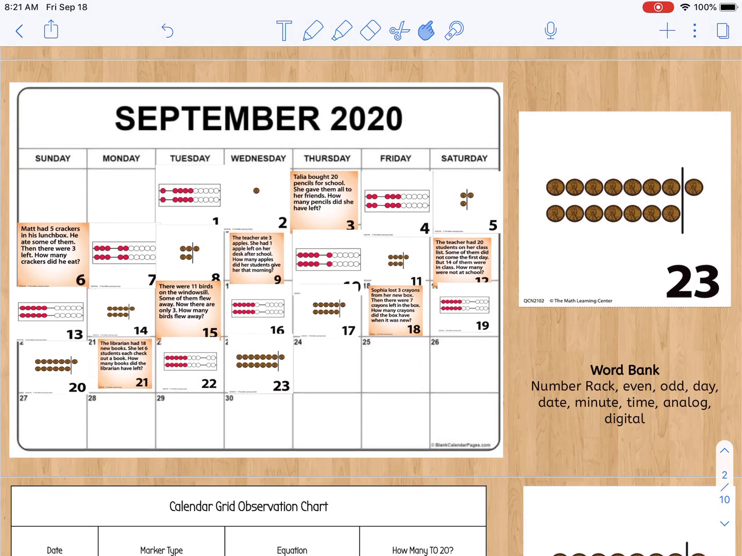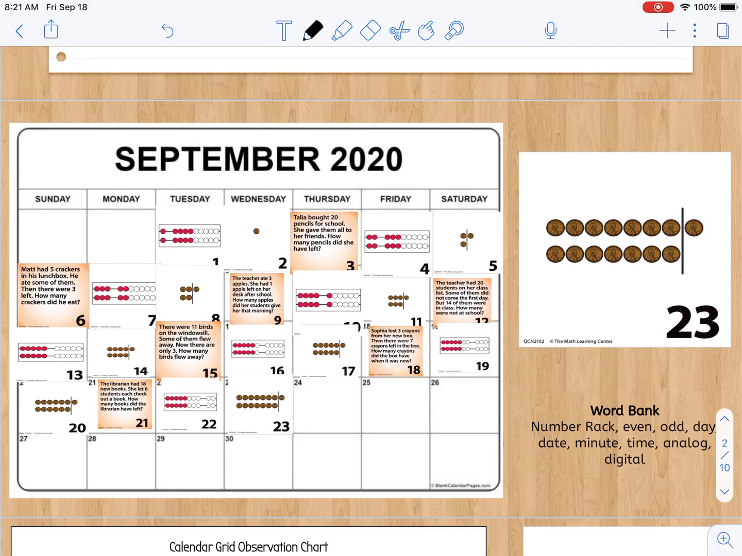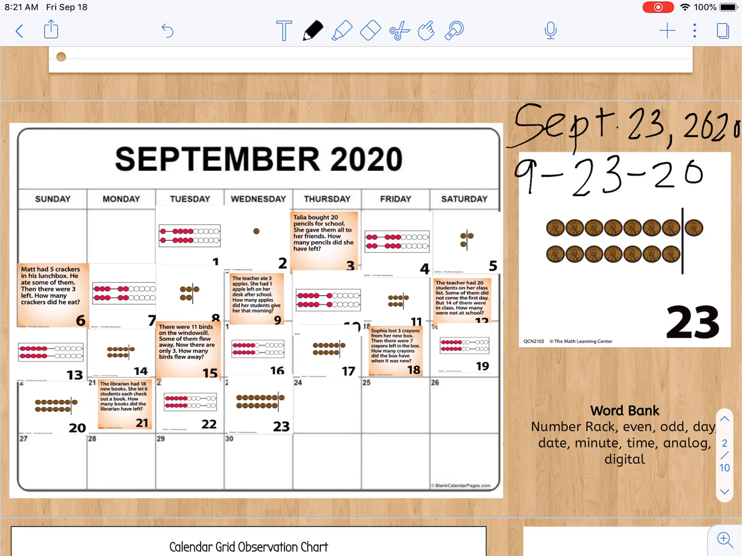Let's start by taking a look at our new calendar marker for today. Today is September 23rd, 2020, also written as 9/23/20. It looks like we have some pennies on our calendar marker for today. What did you notice about these?